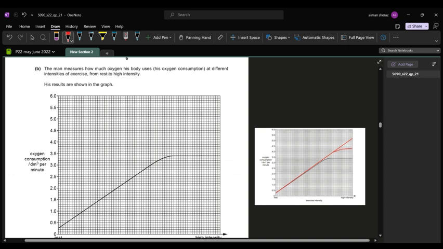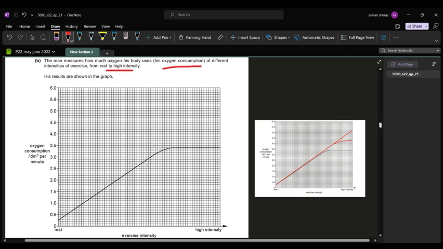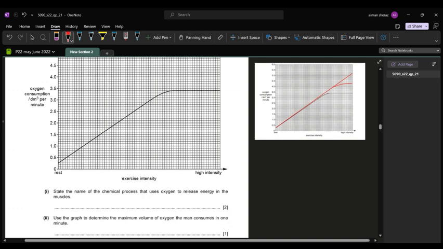Part B, the man measures how much oxygen his body uses. That means his oxygen consumption at different intensities of exercise from rest to high intensity. So, rest is like if you and me are sitting normally, and then high intensity exercises, if you're doing some vigorous exercises, for example, you're running, you're jogging, or you're jumping. So, his results are shown in the graph. On the y-axis, you have the oxygen consumption in dm cubed per minute. This is the unit of volume. And on the x-axis, you have the exercise intensity.